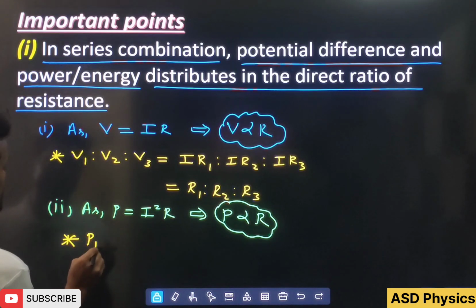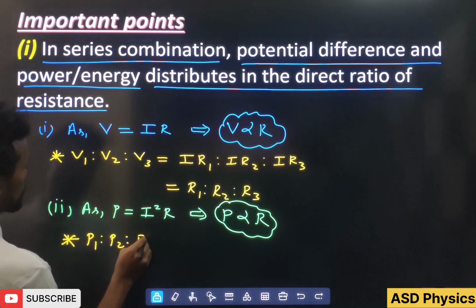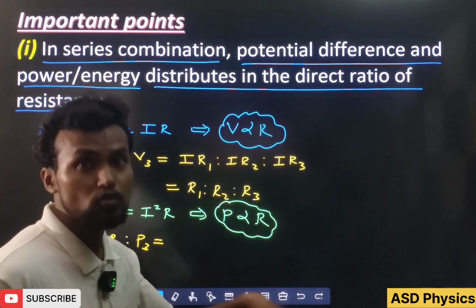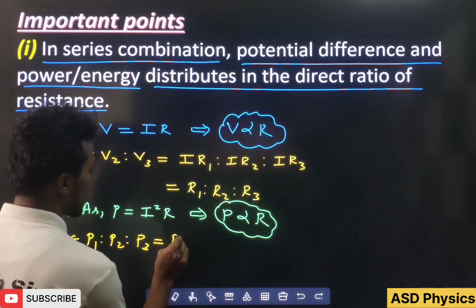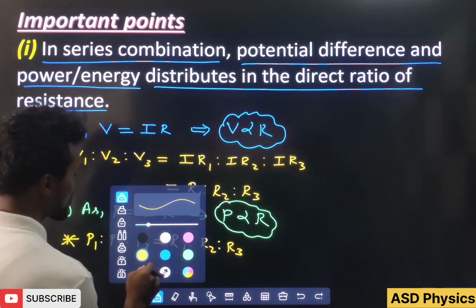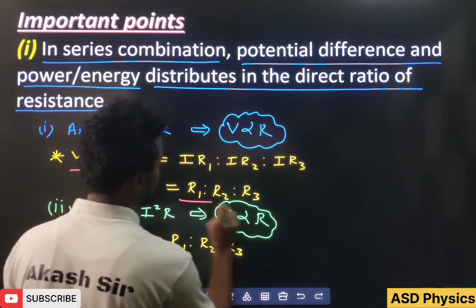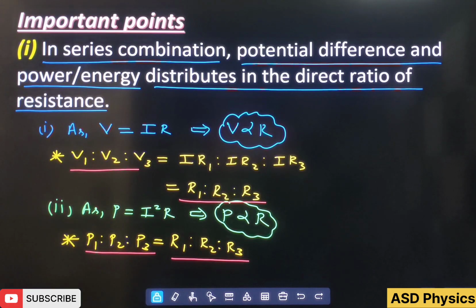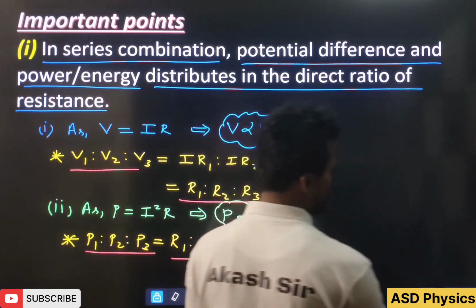So students, as P is directly proportional to R, in the same way we can write here, P1 is to P2 is to P3 equals I square R1 is to I square R2 is to I square R3. That means we can write R1 is to R2 is to R3. We have to remember this. Even energy equals power into time, so in the same time, the energy ratio will also be the same. I hope this is very clear.